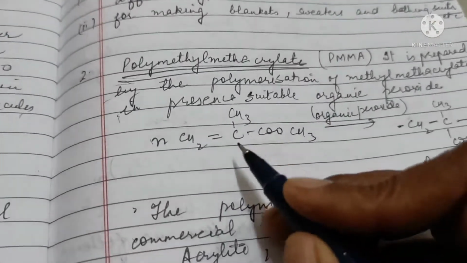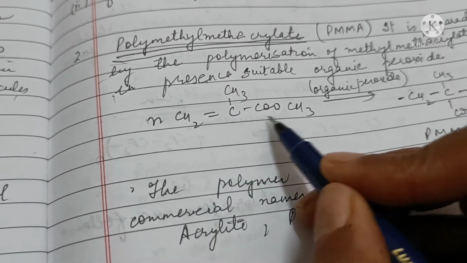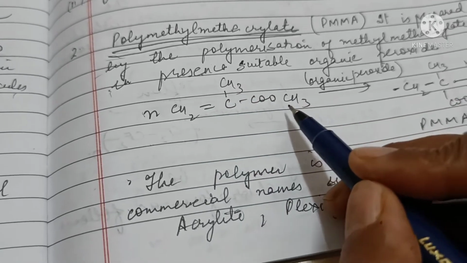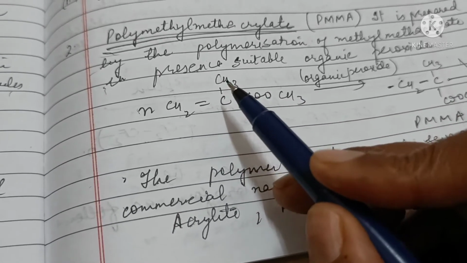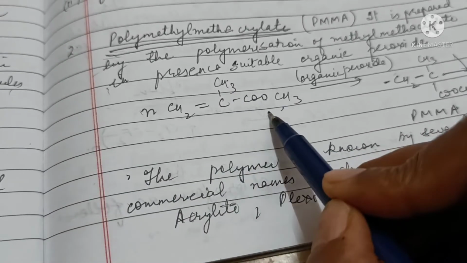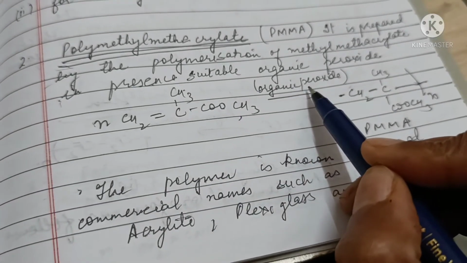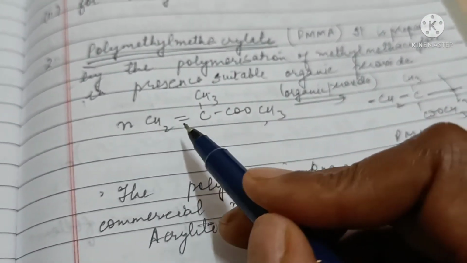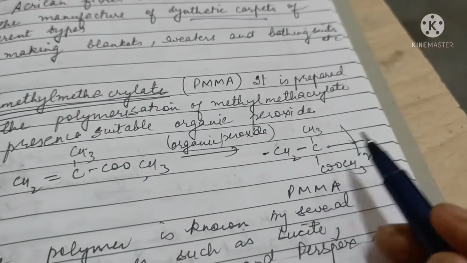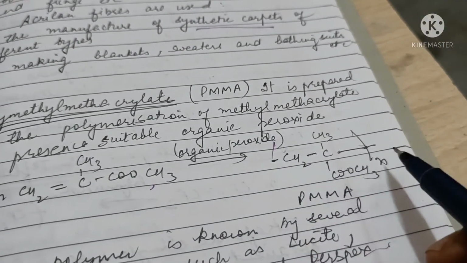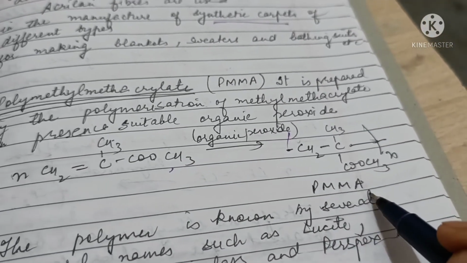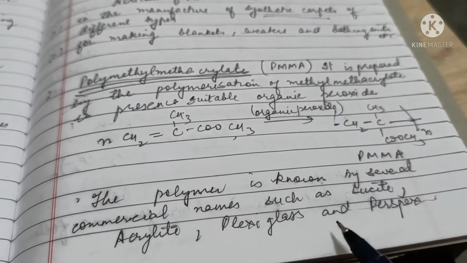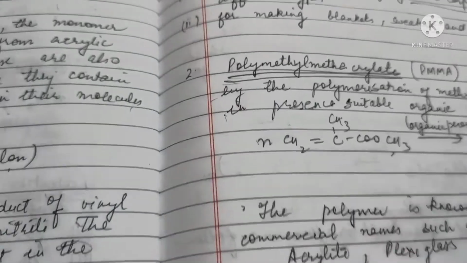Polymethyl methacrylate. So this acrylate group has a methyl group attached as substituent and it's a methyl ester. So this methyl methacrylate in presence of organic peroxide will polymerize; this bond breaks and it gets attached from here and here with another unit. So this group is repeated again and again to get polymethyl methacrylate, PMMA. It is known by several commercial names like Lucite, Acrylite, Plexiglas and Perspex.